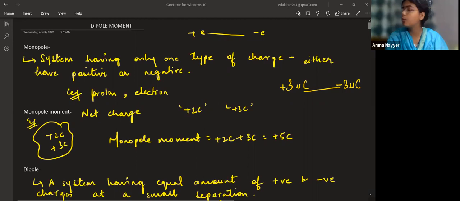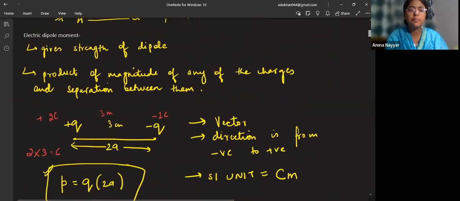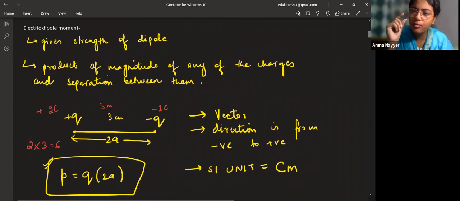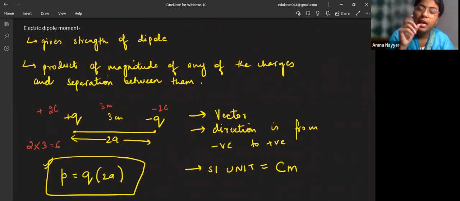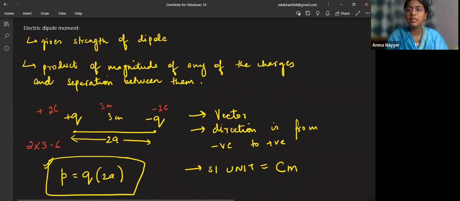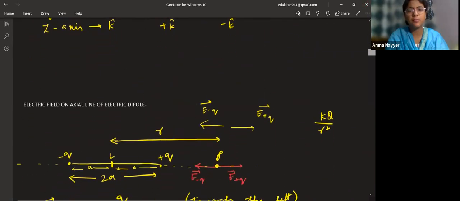The dipole moment's formula is very simple and straight. Just take the magnitude of one of the charges, because both charges have the same magnitude, so it doesn't matter whichever charge you take, and multiply it with the separation between both the charges. It's a vector quantity, so keep in mind the direction. From the negative charge, you move towards the positive charge. That is the direction of electric dipole moment. The SI unit is simple. Charge is coulomb and separation is meter, so coulomb meter. So this is the basics of dipole moment.